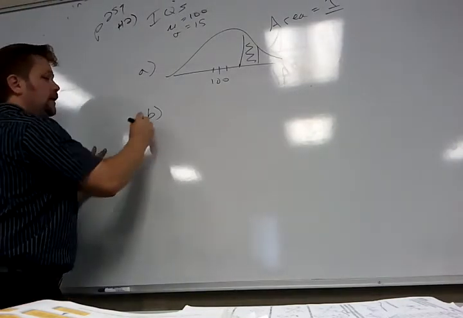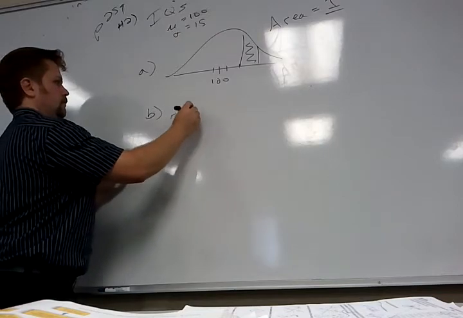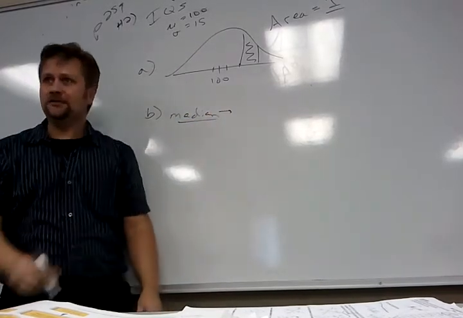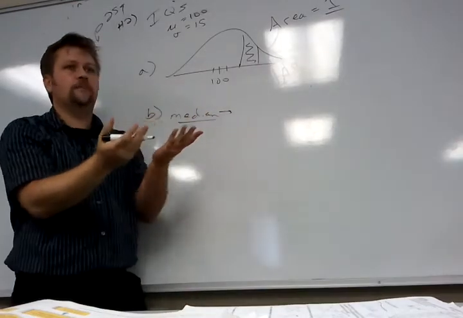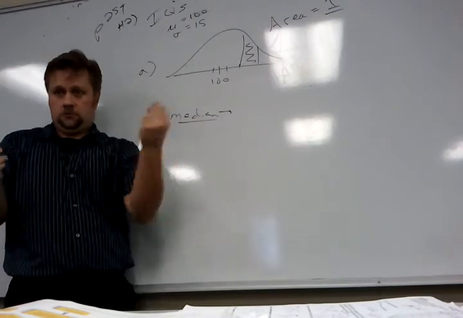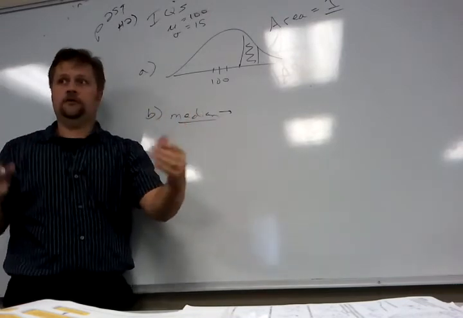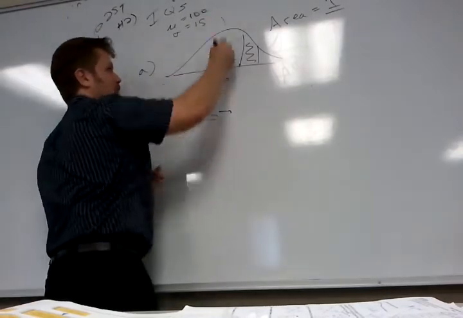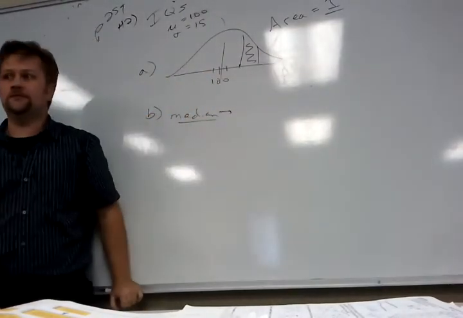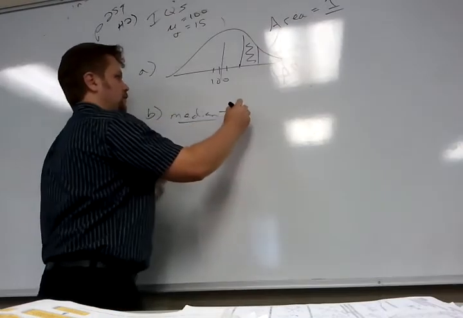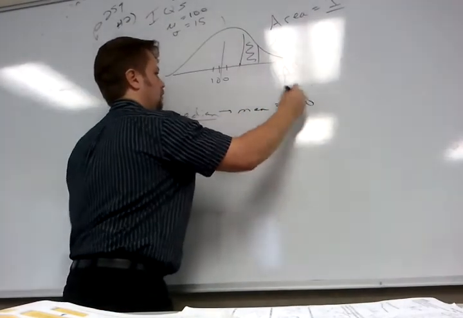What's the value of the median? What do you think? What's right in the middle of the data? 100. No question about it, because the picture is symmetric, right? If I cut it down the middle and fold it on top of itself, it's symmetric. So that means the median must be in the middle also. The median equals the mean equals 100.